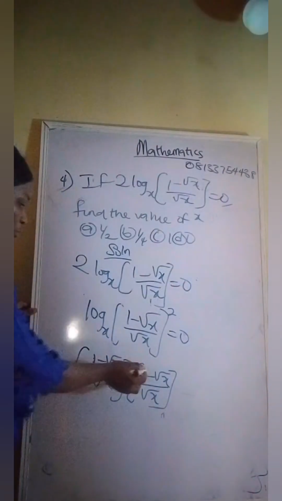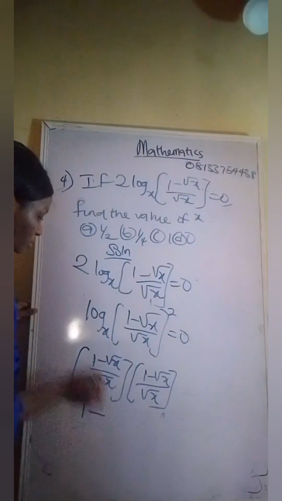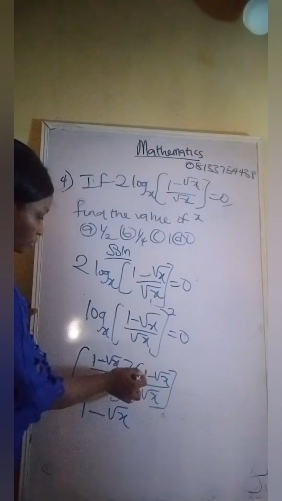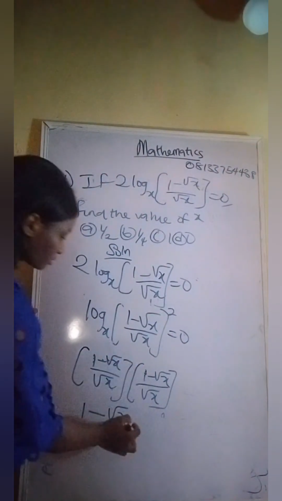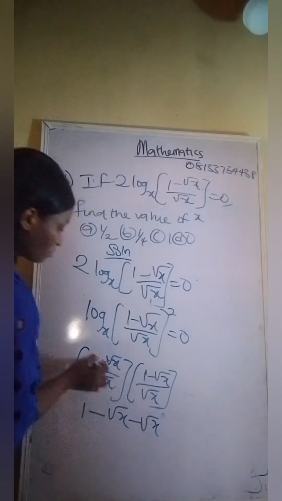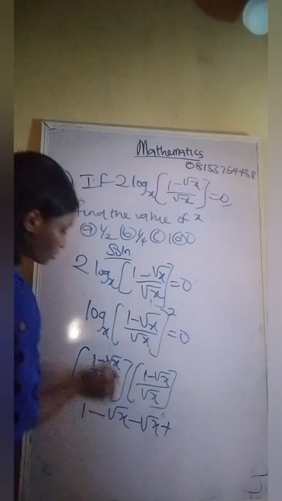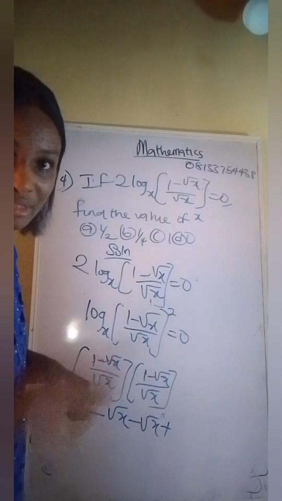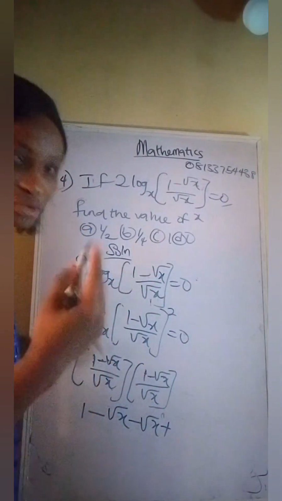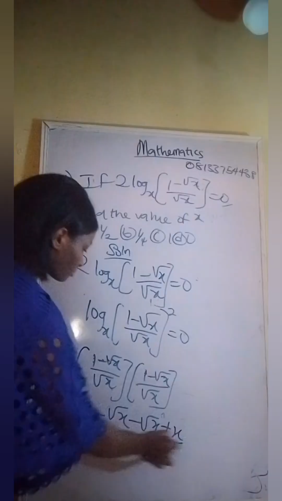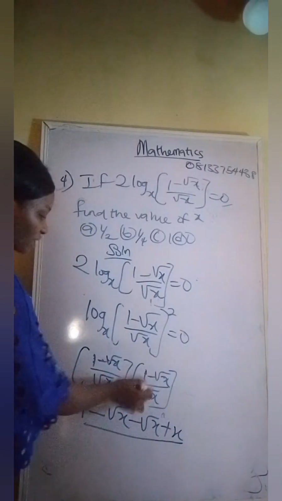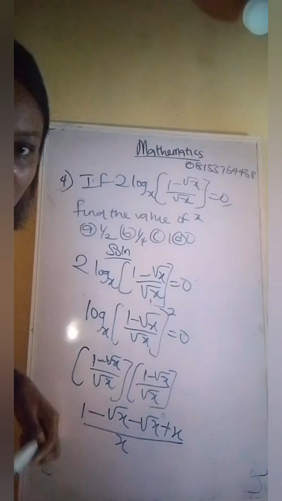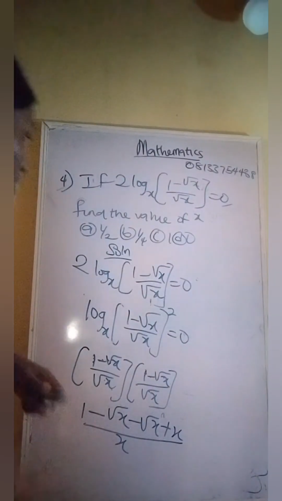Now, this is 1 times 1 is 1. Minus 1 times root x, minus root x. Minus root x times 1, minus root x. Minus times minus is plus. Root x times root x is going to give us x, just like cancelling the square root. Then over root x times root x, still the same thing, so still gives us x. So you've opened the bracket now. So now let's continue.